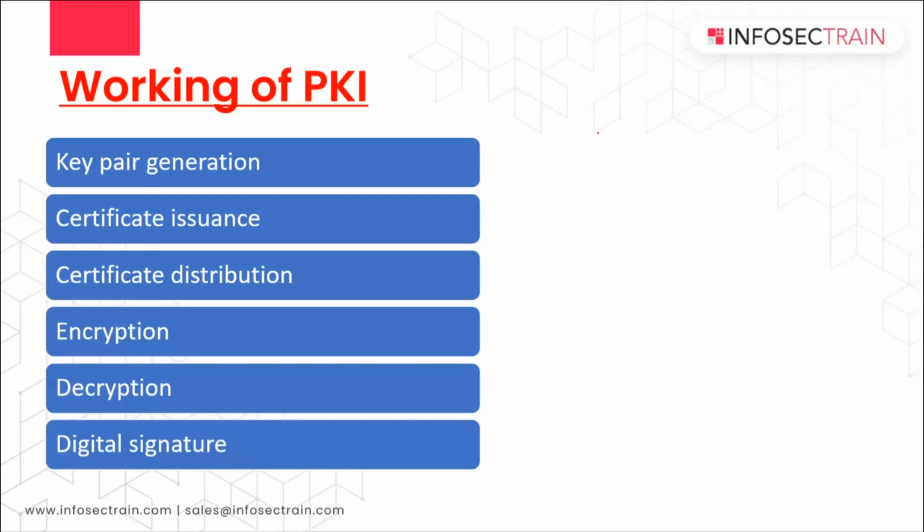Then we have the decryption. Here the user receives an encrypted message and decrypts it using their private key, which only the user possesses. And lastly we have the digital signature. The user can also digitally sign a message using their private key, which provides a way to verify that the message has not been tampered with and that the sender is who they claim to be.